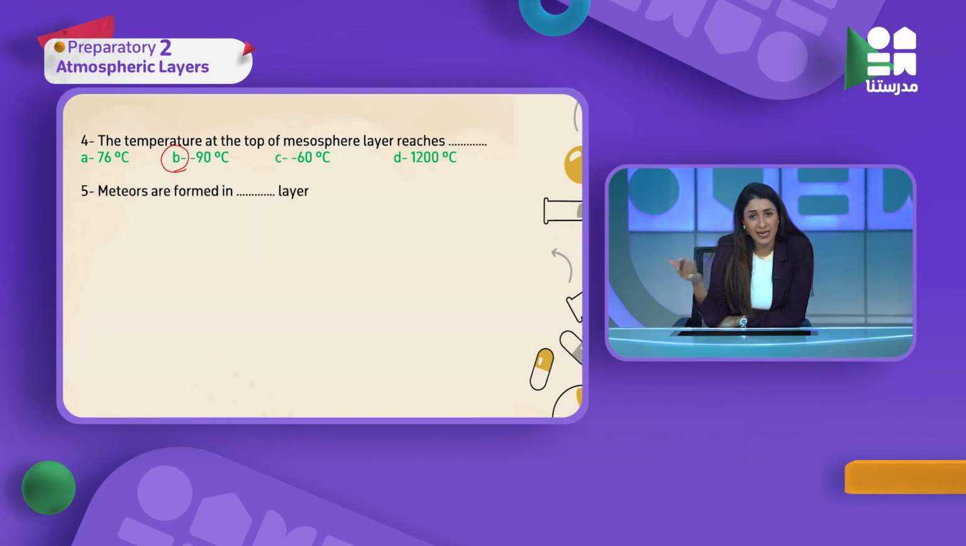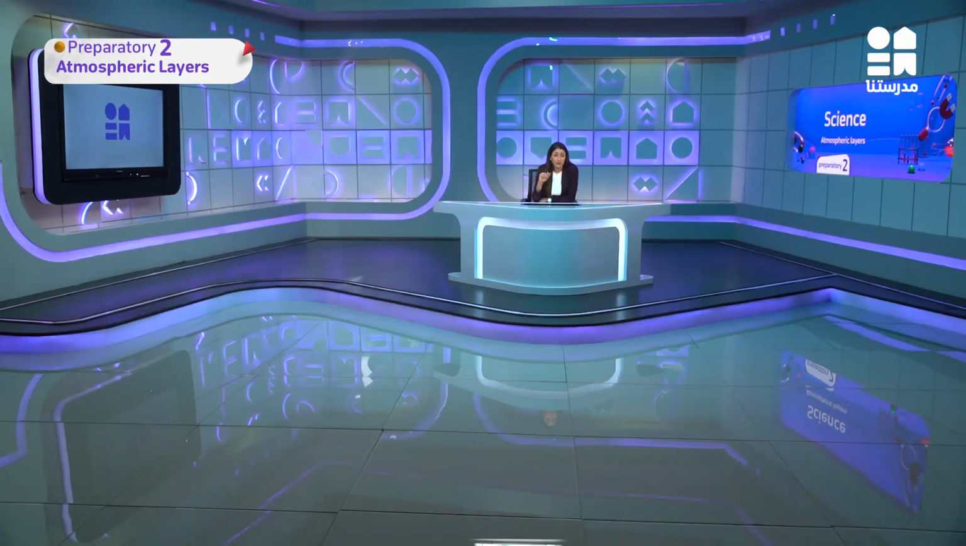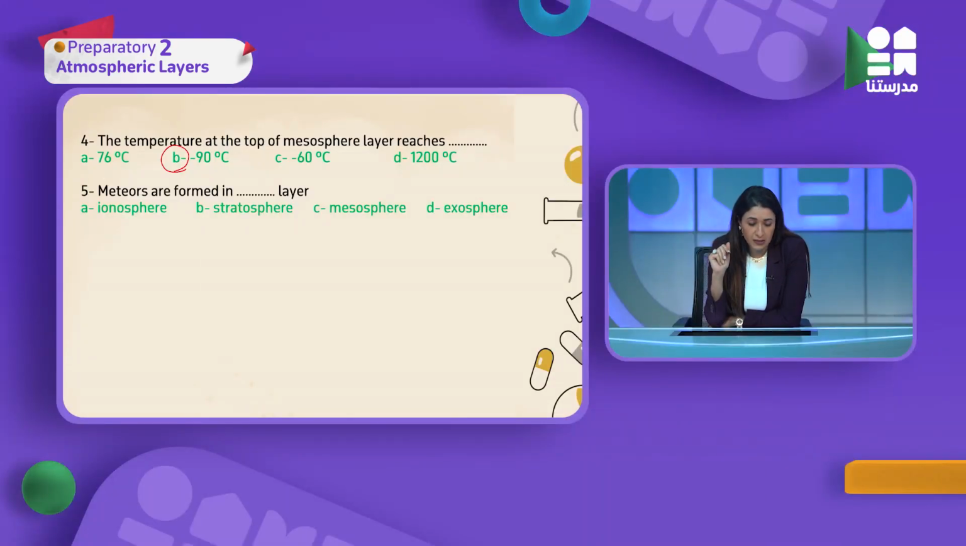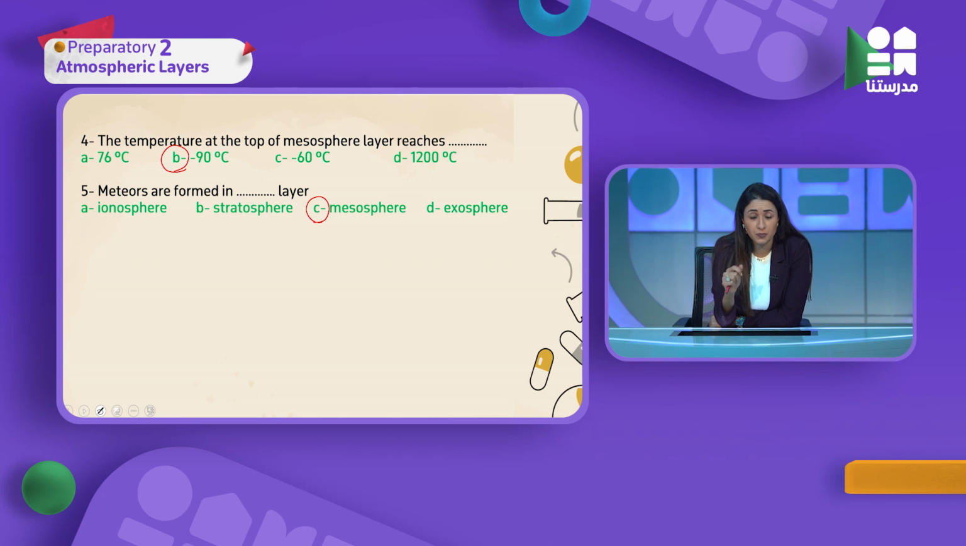Meteors اللي هم الشهب والنيازك are formed in what layer or are burned in what layer؟ فاكرين لما قلنا ان الميزوسفير it's the layer where the high friction happens between the air molecules and the meteors and they are burned in this layer. يبقى اكيد انا هبقى في بالي ان انا هتكلم عن الميزوسفير. طيب let's see the type of choices. A ionosphere, B stratosphere, C mesosphere, D exosphere. Of course my answer will be mesosphere. Meteors get burned in the mesosphere. Let's move on.